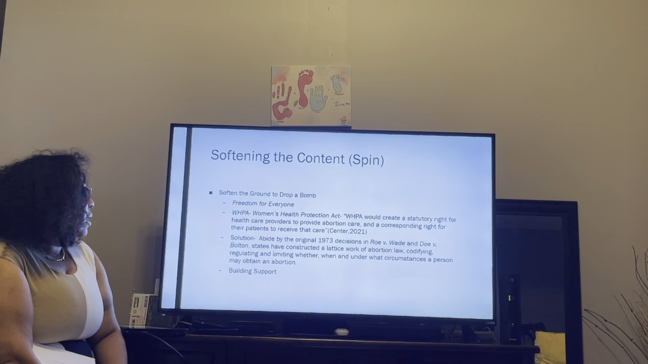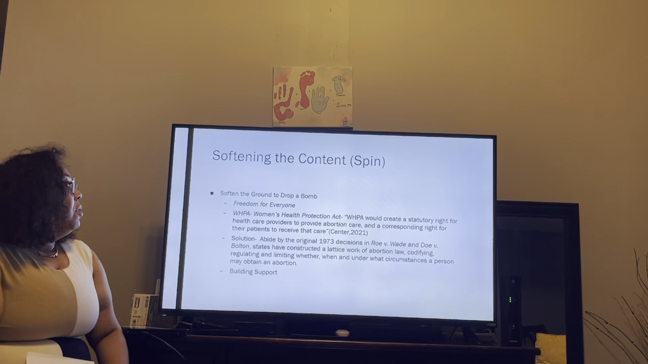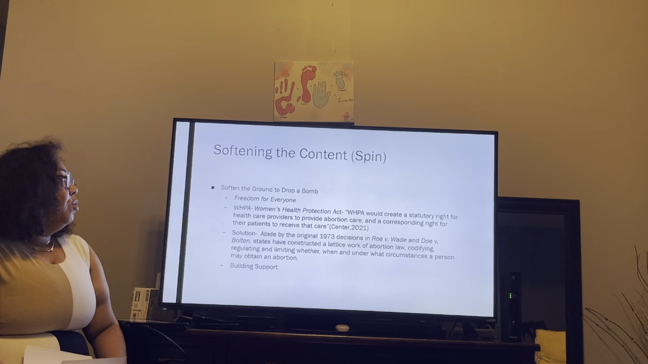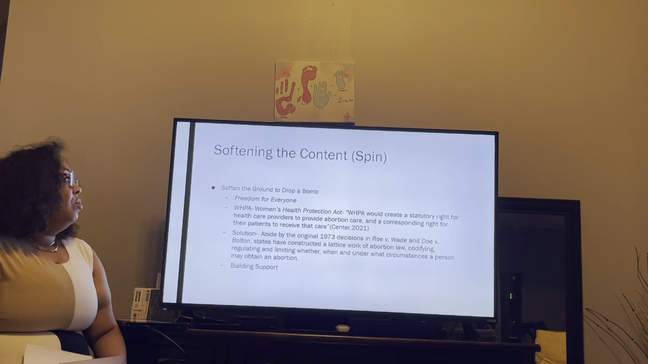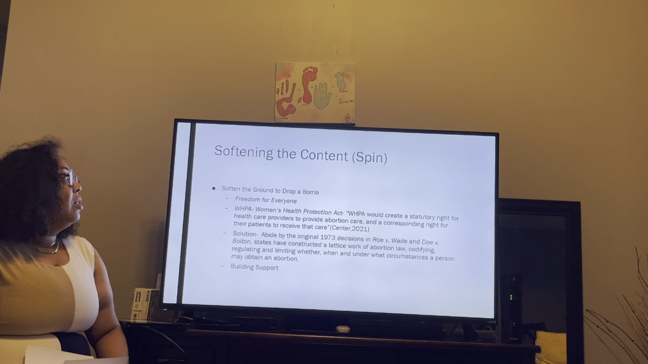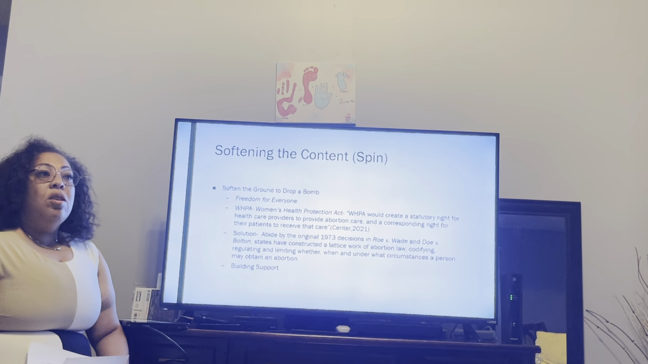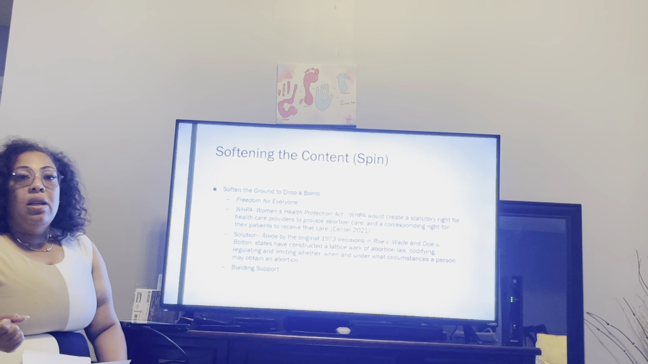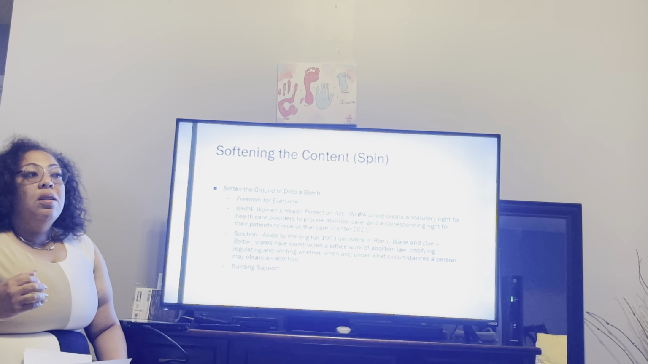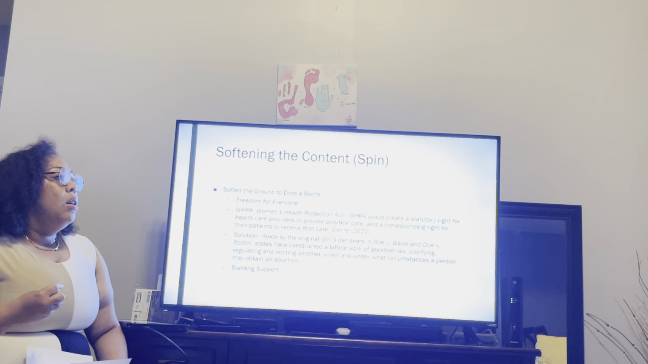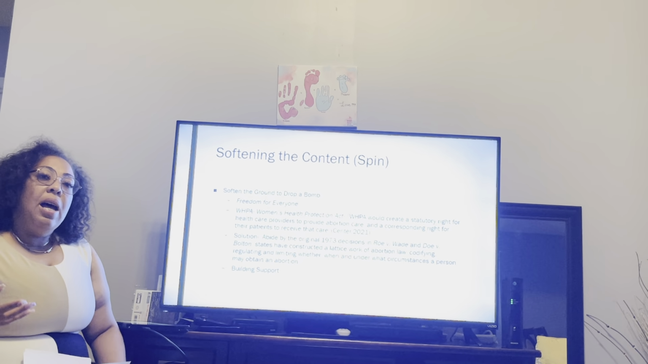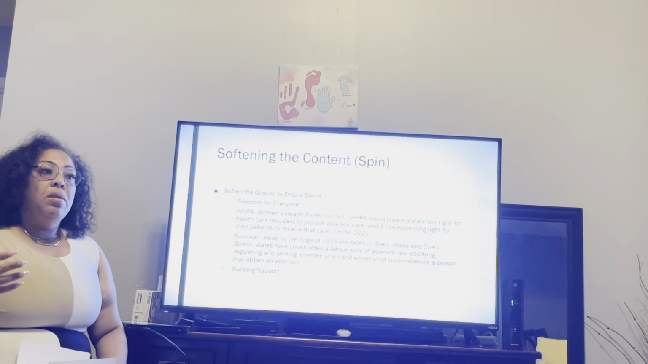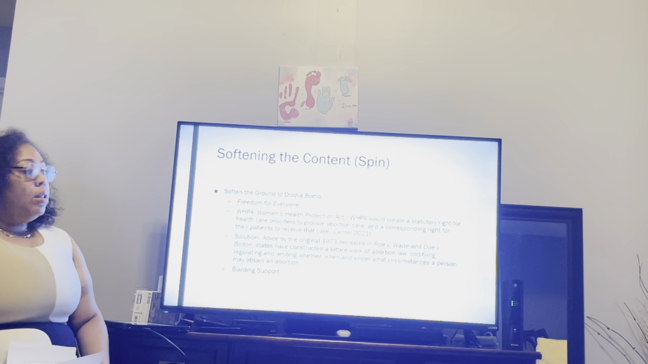So softening the spin is pretty much softening the ground to drop a bomb. What do we mean by that? It's getting everybody on board, giving a little, taking a little, negotiating, having everybody feel it out. So how does it apply to making them want to be a part of it, to join the cause?